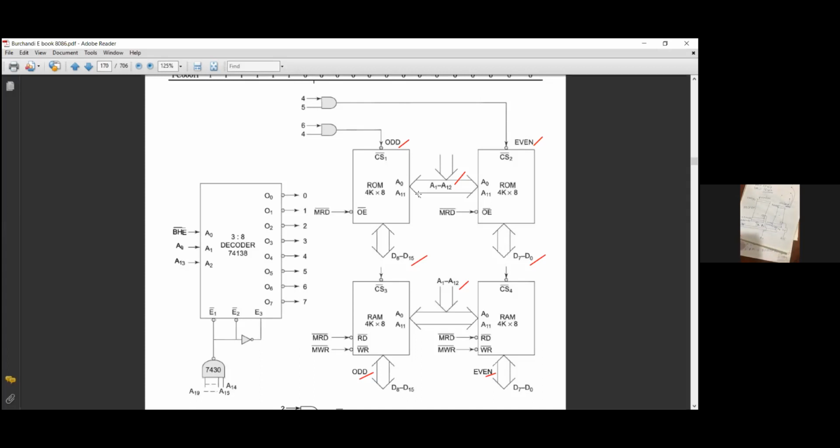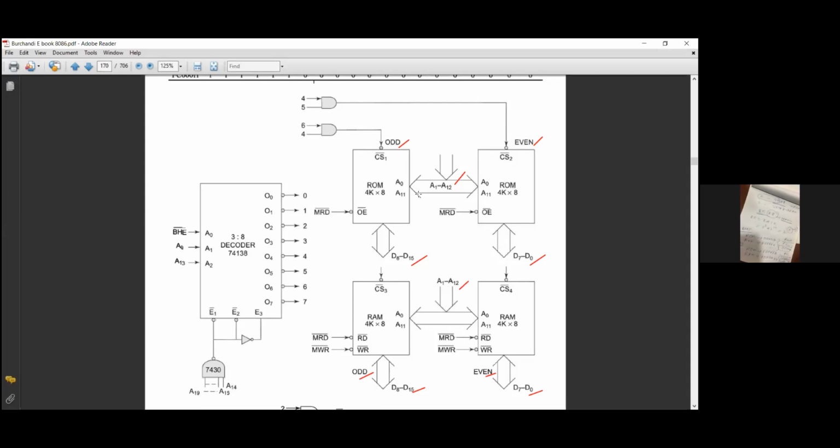Okay, similar for RAM also. You can see a similar case for RAM. For the higher bank, D8 to D15. For the lower bank, D0 to D7. Again, higher to higher, lower to lower. Is it clear? Yes, sir. So up to that the picture is clear to everyone.